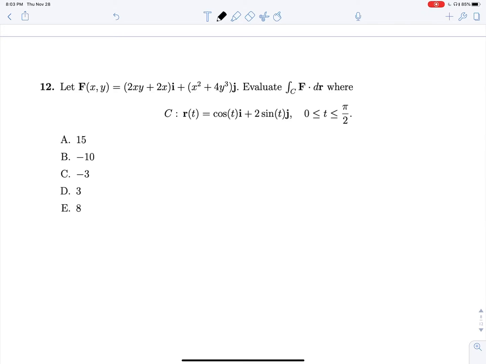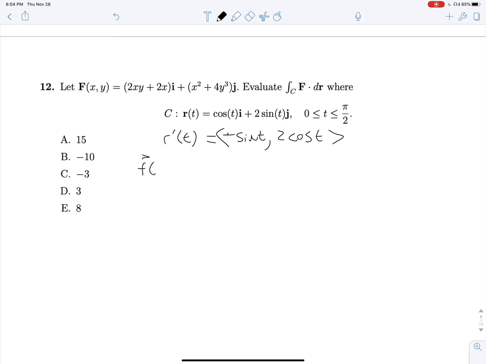Let F equal to this, and we're looking for the line integral of F dot dr of this from 0 to pi over 2. So same old, it kind of gets old after a while. r prime of t is going to be negative sine of t and 2 cosine of t.